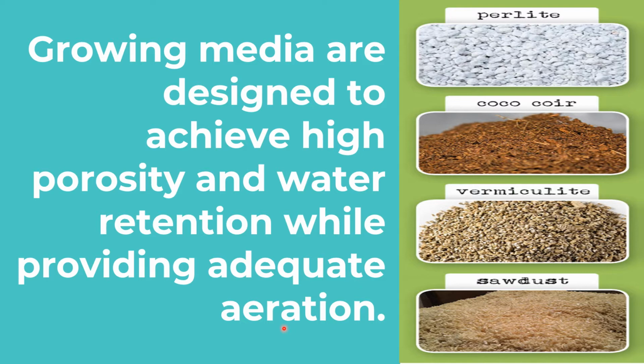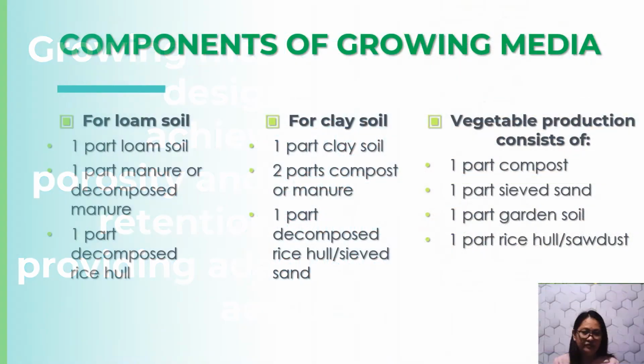Different soil mixes are specially formulated for propagation of specific crops or general greenhouse crops. As you can see in the picture, these are some examples of a mixture of a growing media. We have perlite, coco coir, vermiculite, and sawdust. These are the components of growing media.